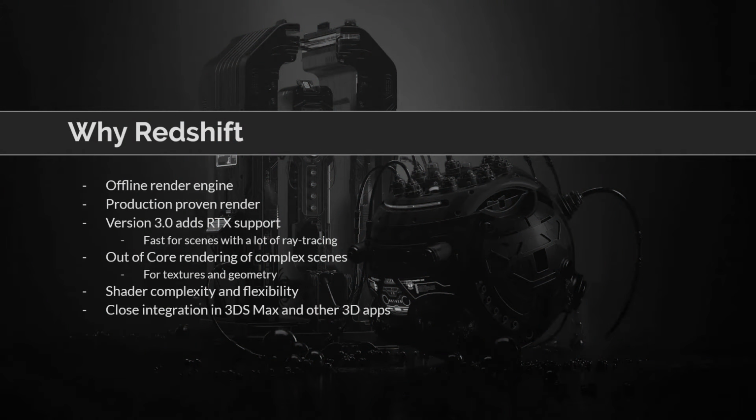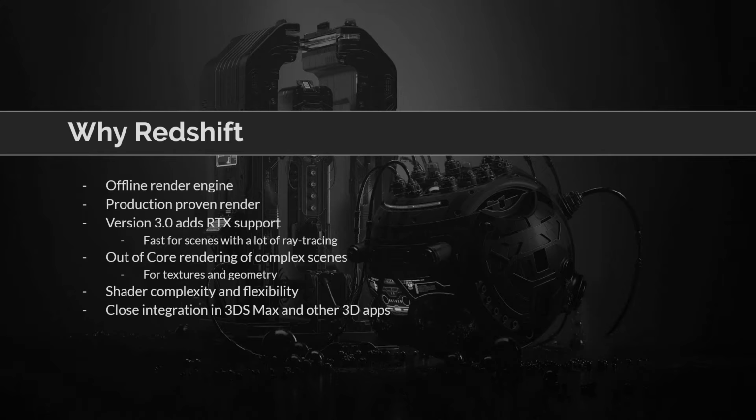As I mentioned, Redshift is a GPU based render, and it's only GPU based. I used it for the last couple of years, and I can say that it's a production proven render, which means it's capable of rendering some very complex scenes. Compared to Unreal Engine, for example, Redshift is an offline render, which means basically that it takes a while to get to the final image quality when it's rendering.